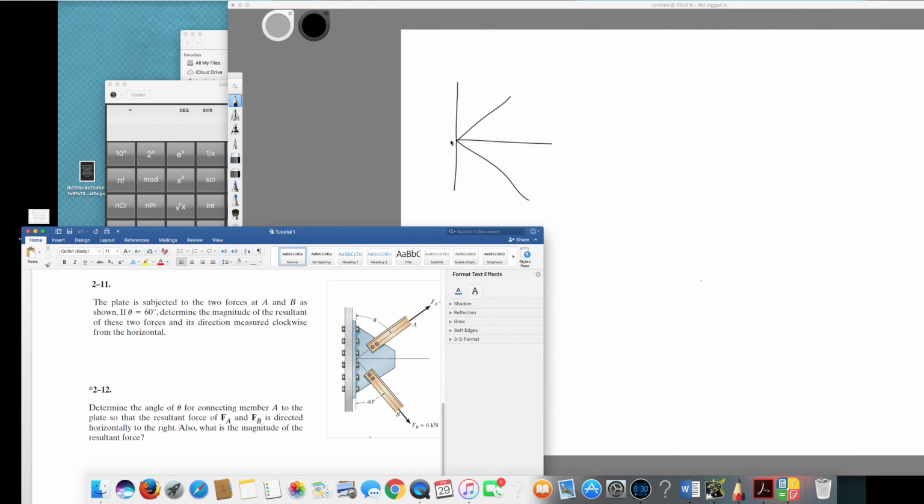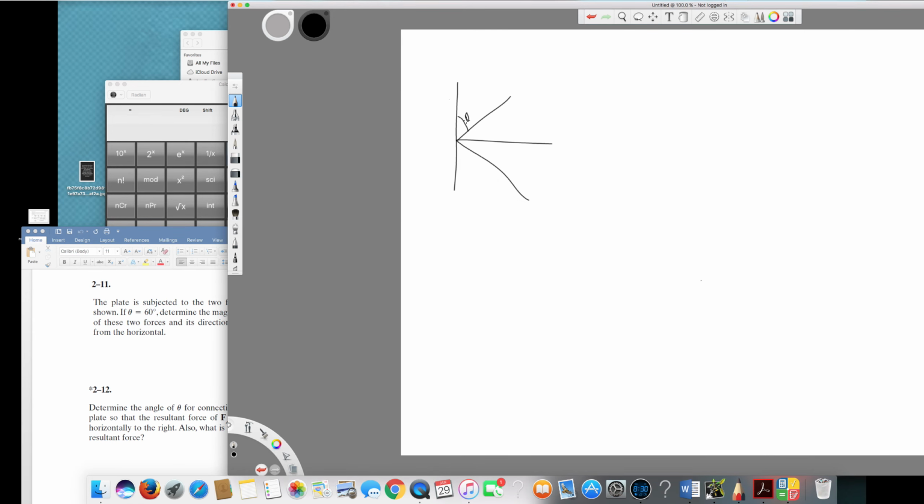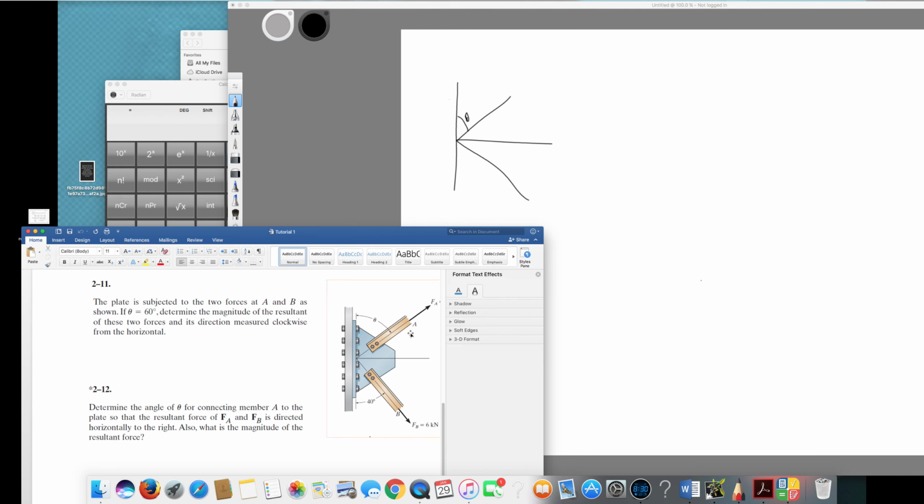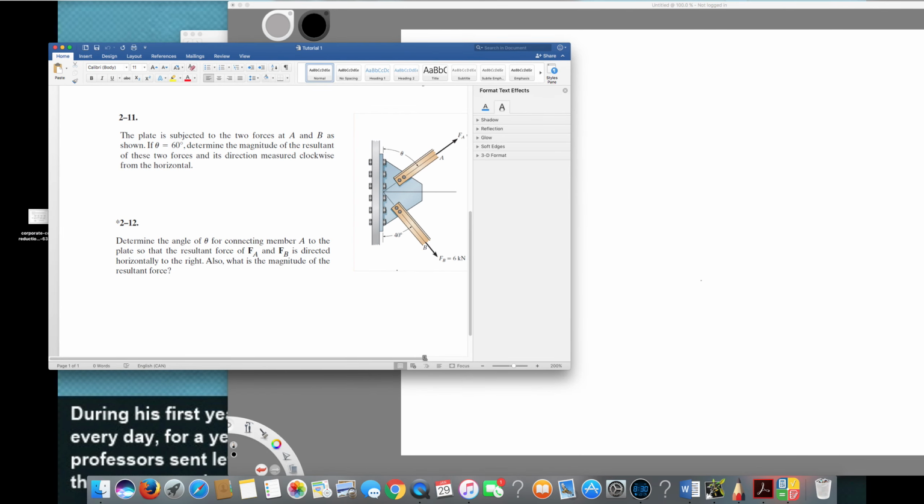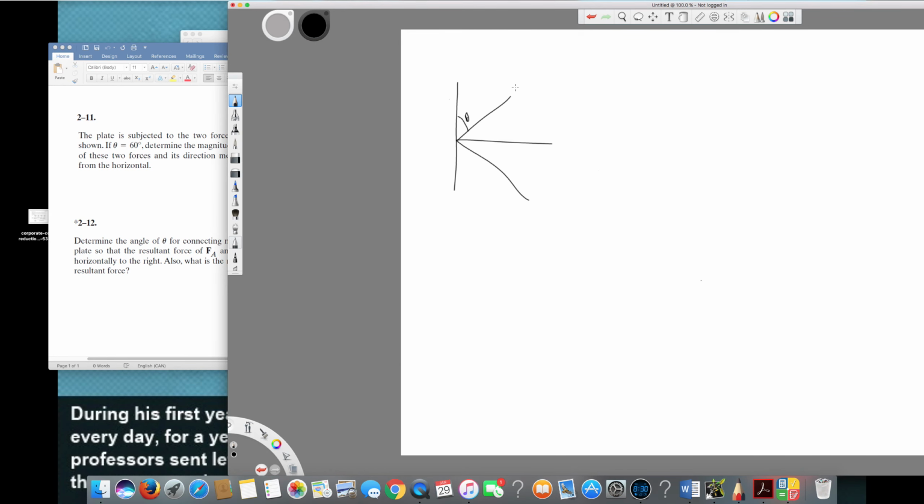We have to find the theta, and theta is right here, and that's the question. We have to find the theta. FA, as we already know, is 8 kilonewton, and FB is 6 kilonewton. The angle that P makes is going to be 60 degrees, and the other angle is 40 degrees. Sorry about it, 40 degrees.